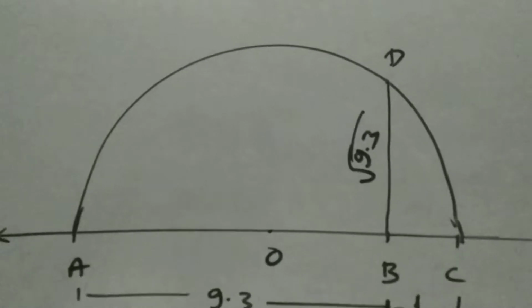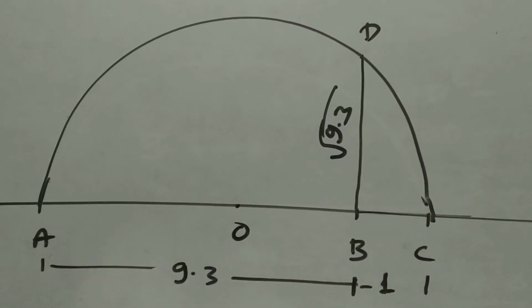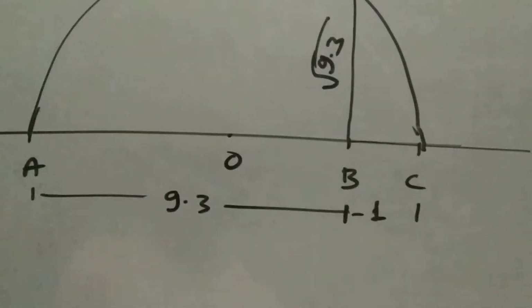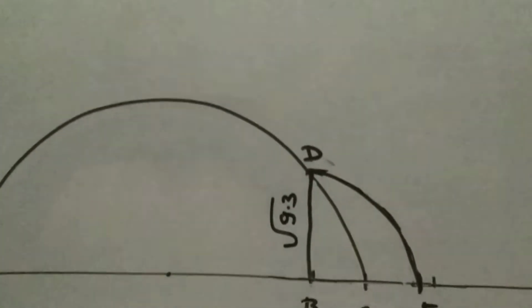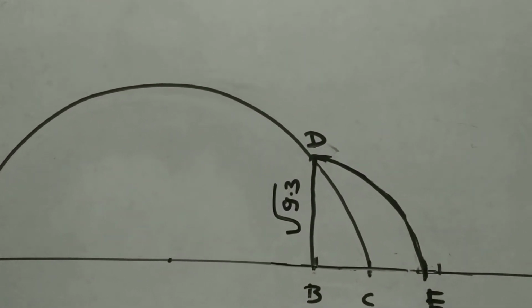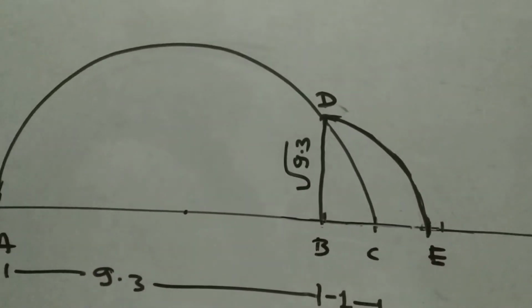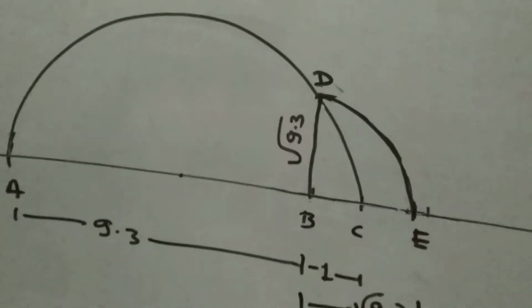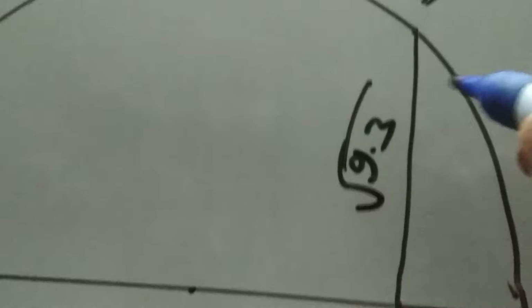Your fifth step is from B, draw a perpendicular to meet the semicircle at point D. Now BD is equal to root 9.3. With center B and radius equal to BD, draw an arc to meet the number line at point E. Therefore BE is equal to root 9.3. How it has come, let us see. Now I am doing it here only. Now I am joining OD.